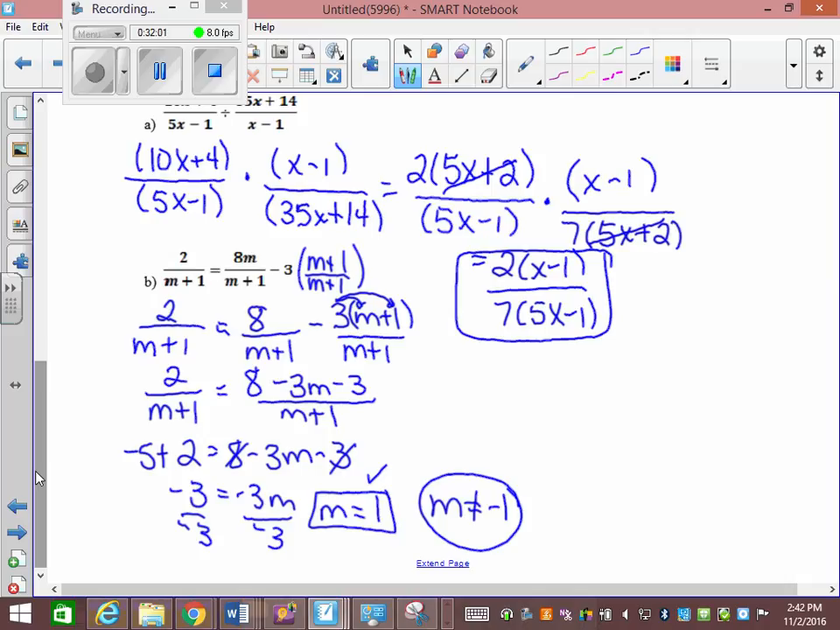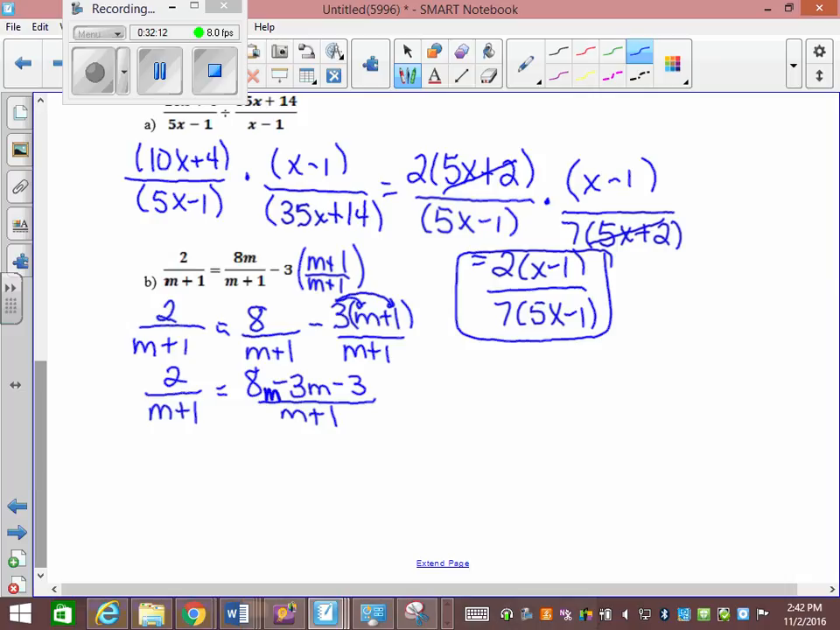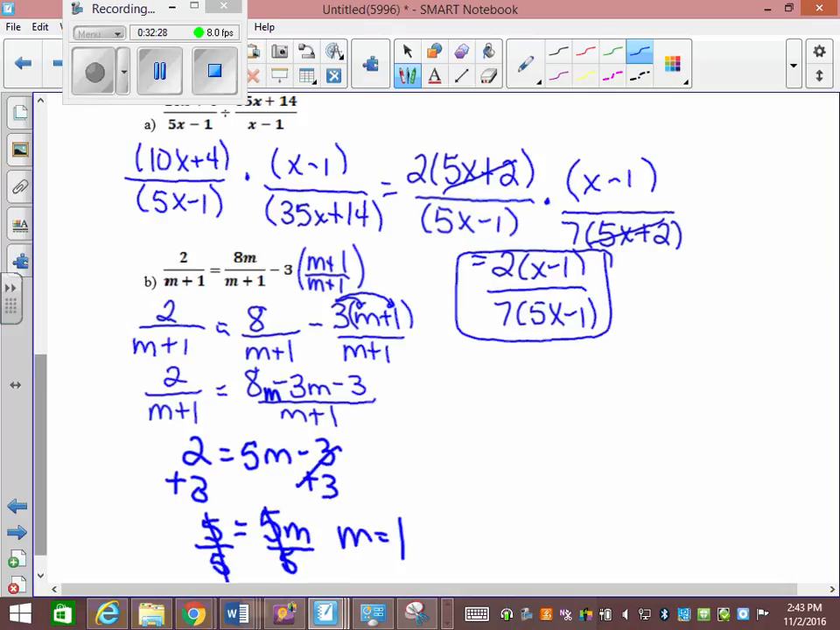What 8m? Answer still 1, but I screwed it up. 2 equals 5m minus 3. Still get the same answer. I just messed it up. Oh, that was totally garbage, that answer, but this is good. M equals 1. Some people said m equals 0 when this happened. And I can see why I screwed that. 5 divided by 5 is not 0. It's 1.